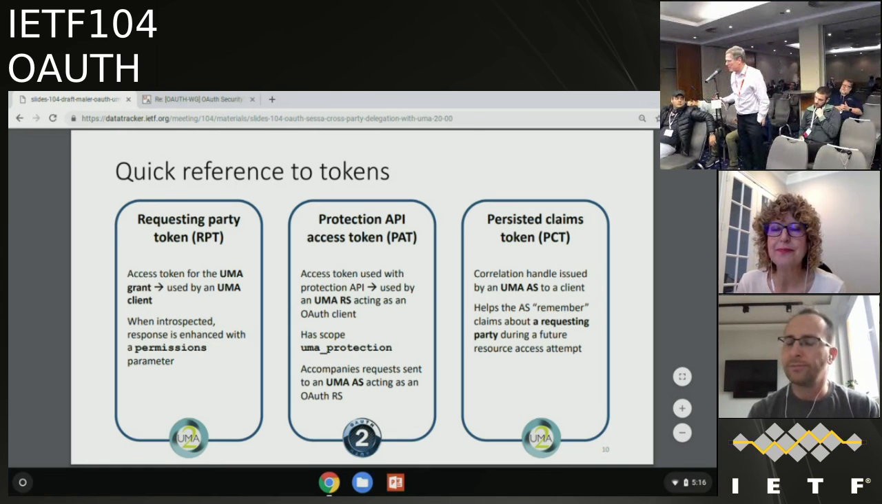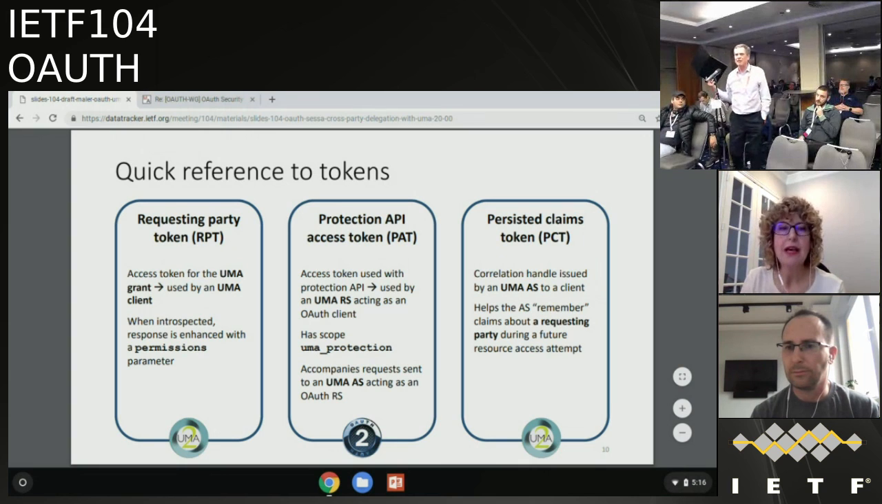Tony Nadalin, I just have a question on, why have an RPT and PCT token, right? Can't we just wind up using access tokens here?